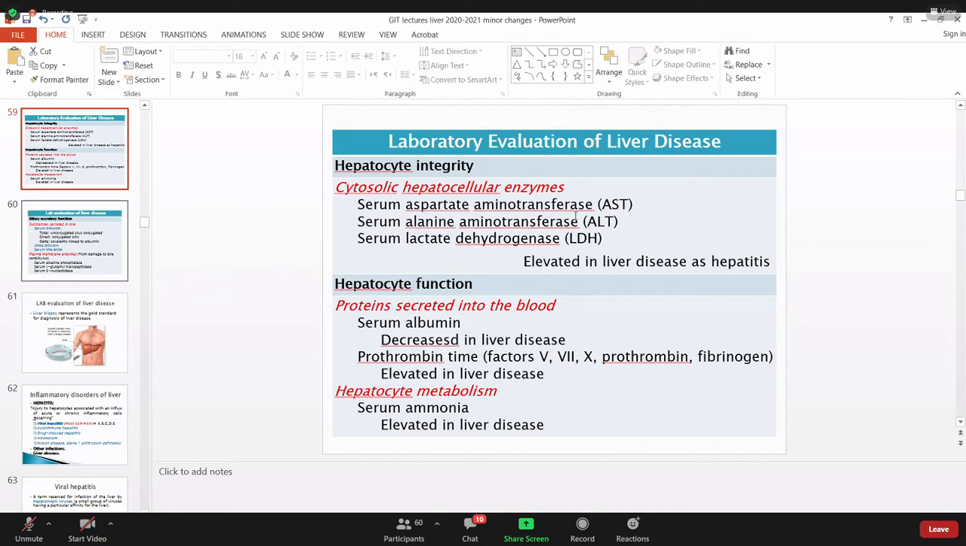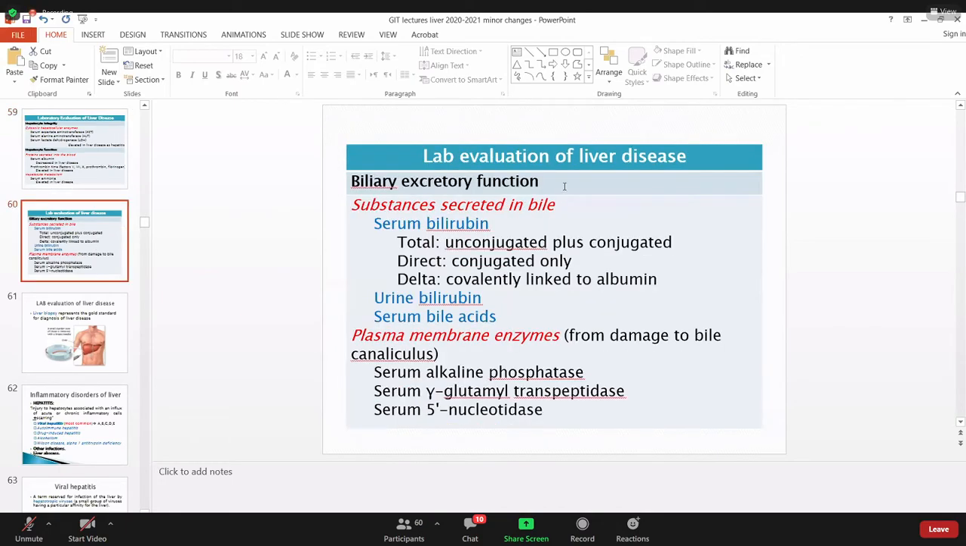The other group of diseases is related to the biliary excretory function, meaning there is injury to the bile or obstruction to the bile flow or injury to the bile ducts, mainly hyperbilirubinemia, direct, indirect, or total bilirubin elevated. Urine bilirubin and serum bile acids, with serum alkaline phosphatase, gamma GT, serum gamma glutamyl transpeptidase, and serum 5 prime nucleotidase, all of these indicate there is damage to the bile duct cells. Okay.